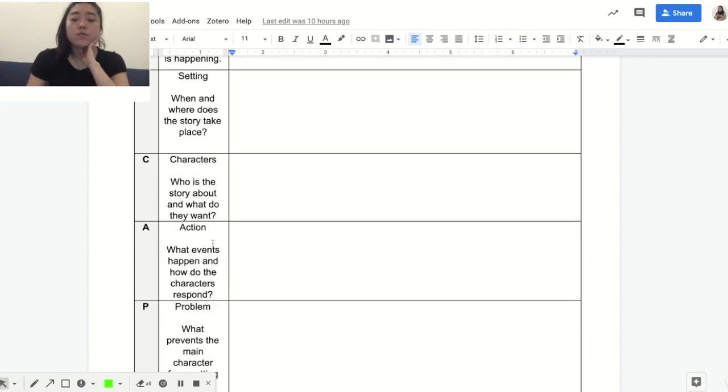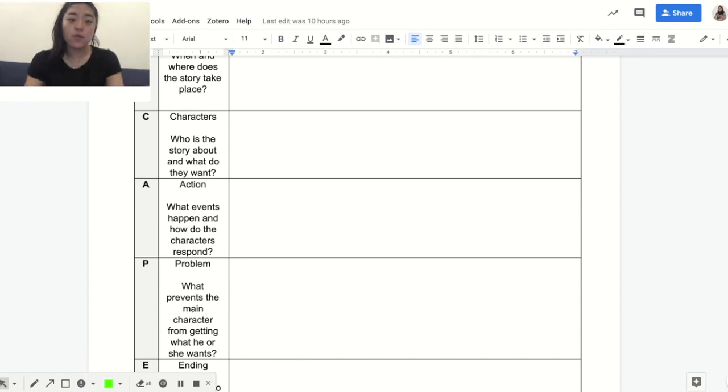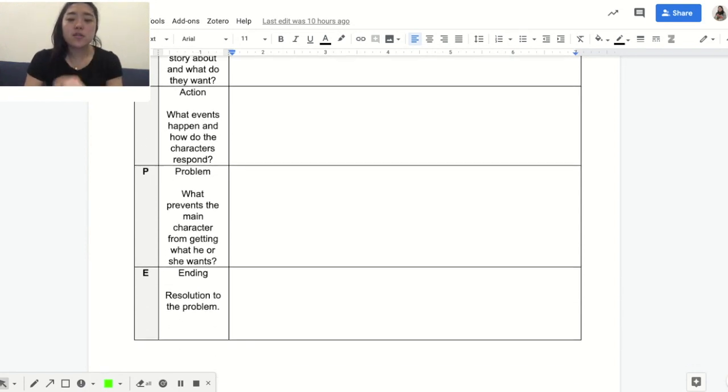And so characters, who do you want in your narrative piece? And what do they want? All right. Then action, what events happen and how do the characters respond? So this is where you need to start planning what you want to happen in your story, thinking about, again, characters talking to each other, what the character wants. And again, you are the main character, so you are either grandfather, Carmen, Masako, or Patricia, right? What prevents the main character, which is you, from getting what he or she wants, okay?